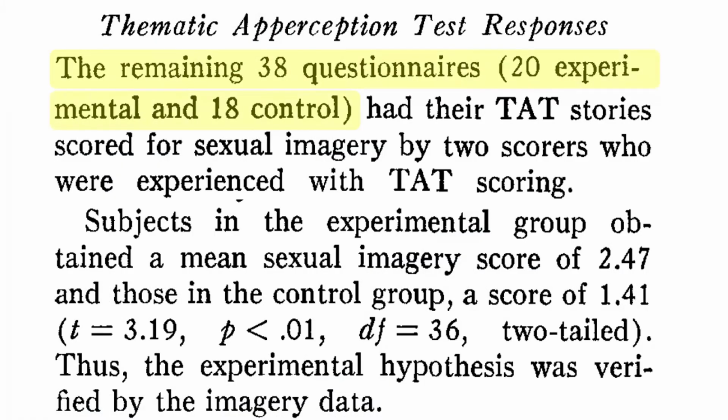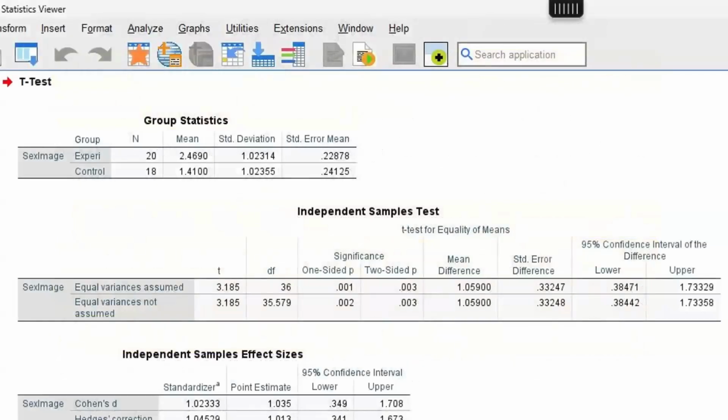So they mentioned that the remaining 38 questionnaires, 20 experimental and 18 control. So that's how many subjects were in each, 20 in the experimental group, 18 in the control group. And subjects in the experimental group obtained a mean sexual imagery score of 2.47, and those in the control group a score of 1.41, T equals 3.19, P, your probability, is less than 0.01, degrees of freedom equals 36, and they did a two-tailed test. I'll have more to say about that in just a moment. All right, so where do we find all that information?